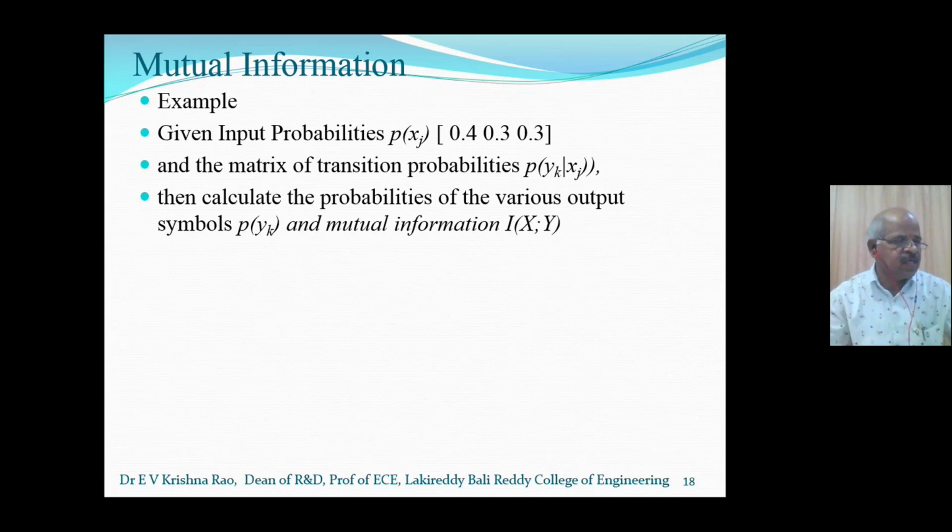Whenever the channel is given with input probability and the transitional probabilities, you can find out output probabilities as well. The individual entropy, either input and output, as we mentioned, can be calculated. Then mutual information. So finally, what is the mutual information of a given channel?